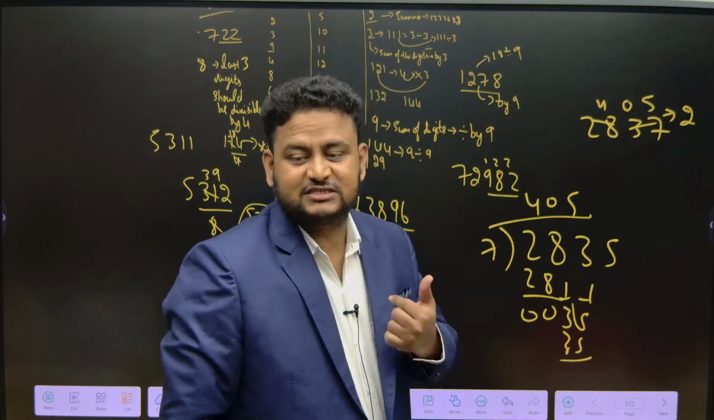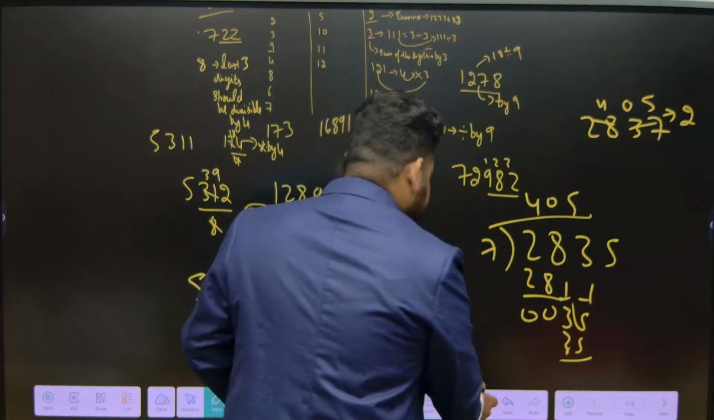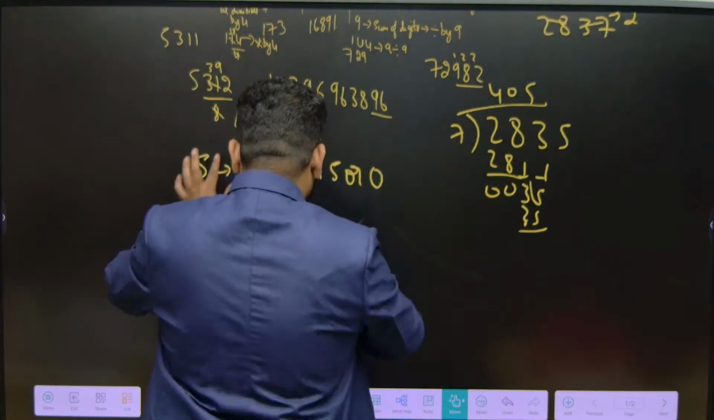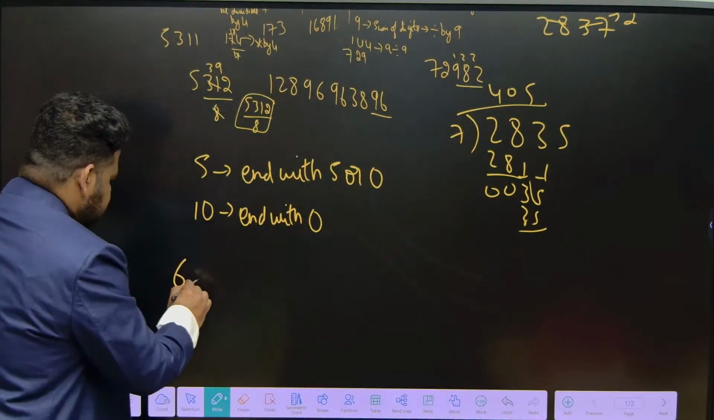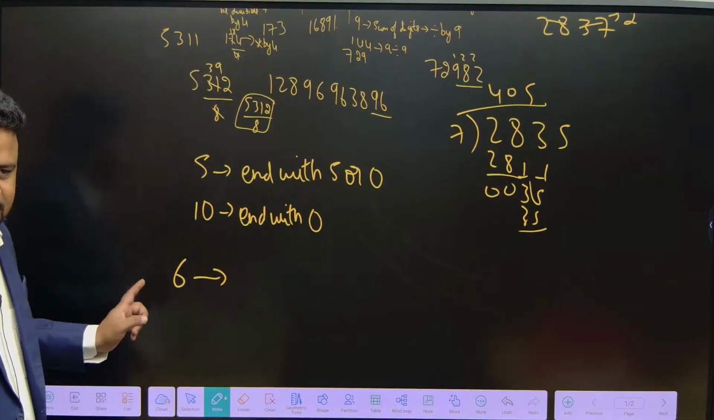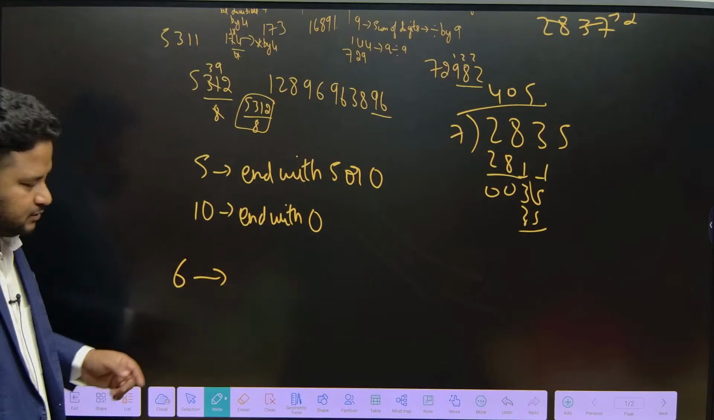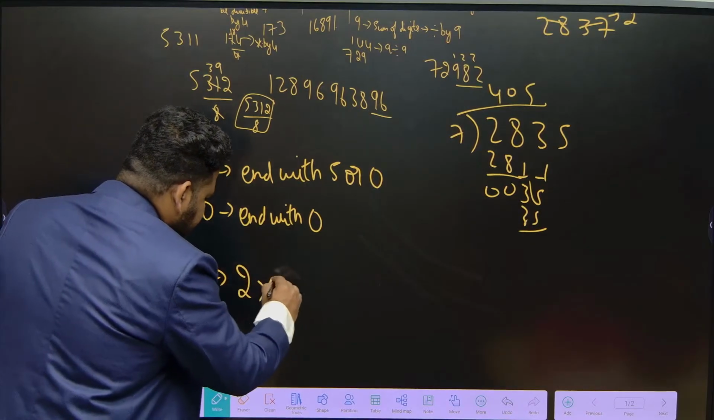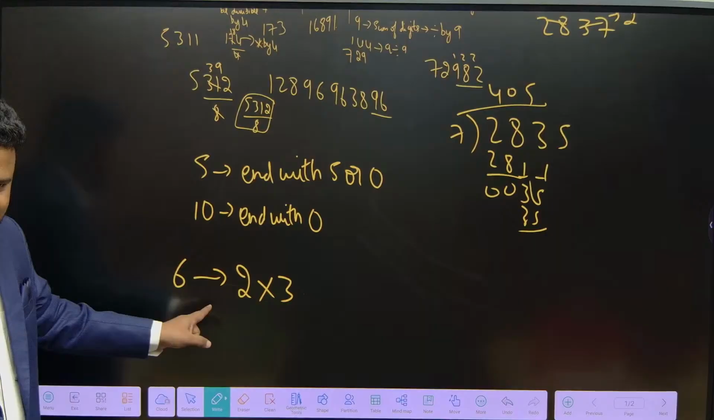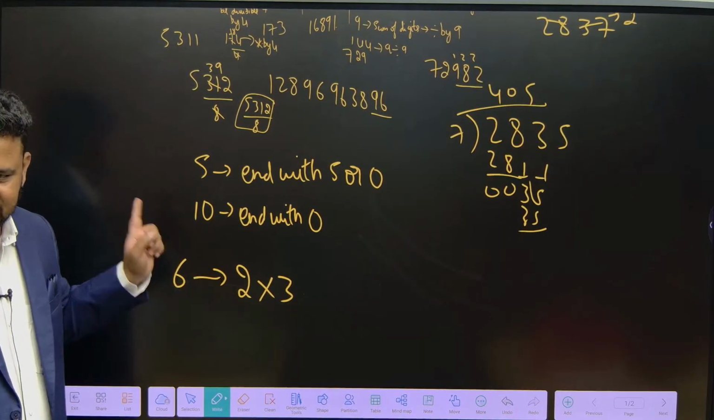Now we have to look for 6. Correct na? When I talk about 6, you should be careful. See here. Now we are checking for 6. So first of all, 6 itself is a multiple of 2 and 3. 6 can be written in terms of prime numbers as what? 2 and 3. Correct na? So whenever I write 2, you should understand that it should be an even number.